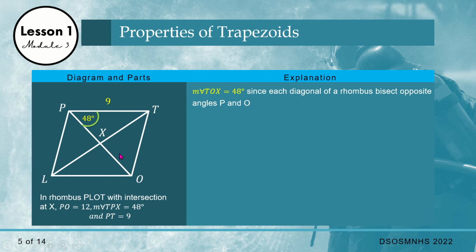TOX. Okay, ang ubos kani siya, mara siya kaatbang ni siya sa 48 degrees. Now remember that each diagonal is a bisector of its opposite angles. So ang angle P is divided into 48 degrees binagsa, while angle O is 48 degrees. While ang angle T ug angle L mas gamay ang angle, di ba? Kay mas steeper man. So therefore, measure of angle TOX is 48 degrees since each diagonal of a rhombus bisects opposite angles P and O.